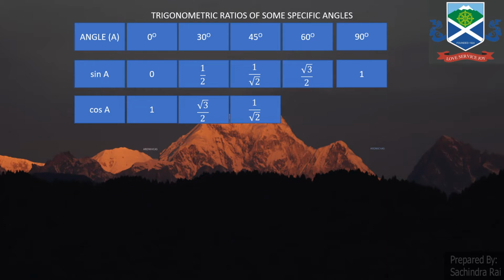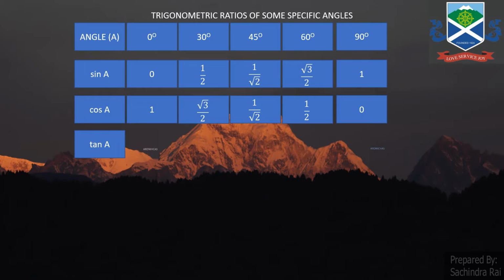Cos 45 is 1 by root 2, the same value as for sin A. And for cos 60 degree, the value for 30 degree of sin A. And then cos 90 degree is 0. So if you remember this value of sin A, then you can remember other values also.